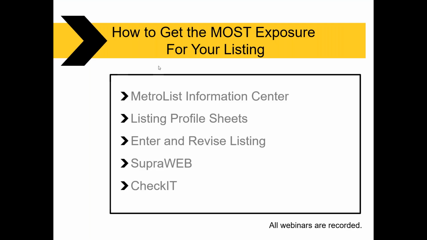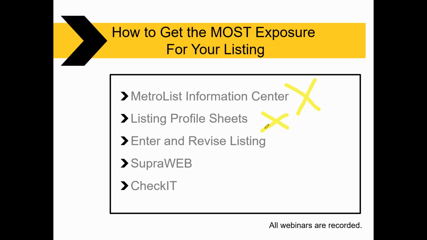All right, so today we're going to go over how to get the most exposure for your listing, and these are some of the components of what I'm going to teach today. One really important part of our system is something Metro List employees, tech, and training create just for you. It's called the Metro List Information Center. It has, again, a wealth of information on it. I want to share that with you. It can really help you with, again, initial listing input, things to that effect. So we'll be going over that.